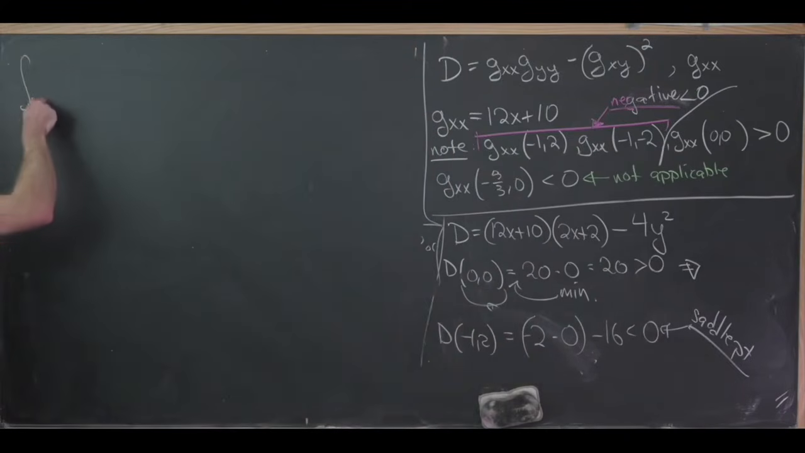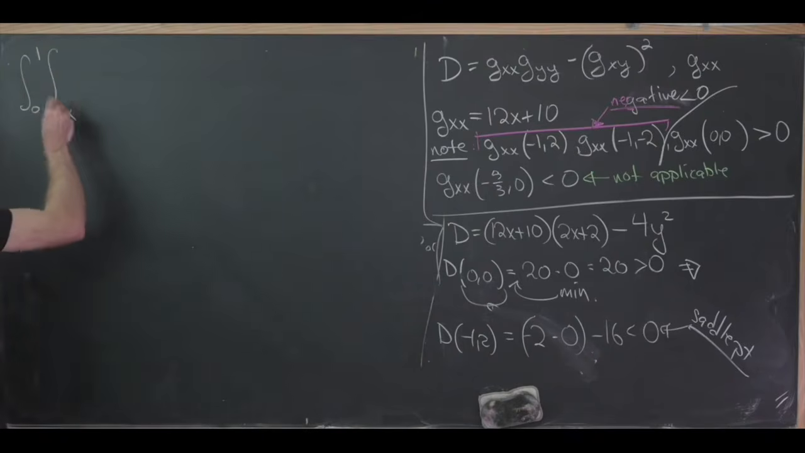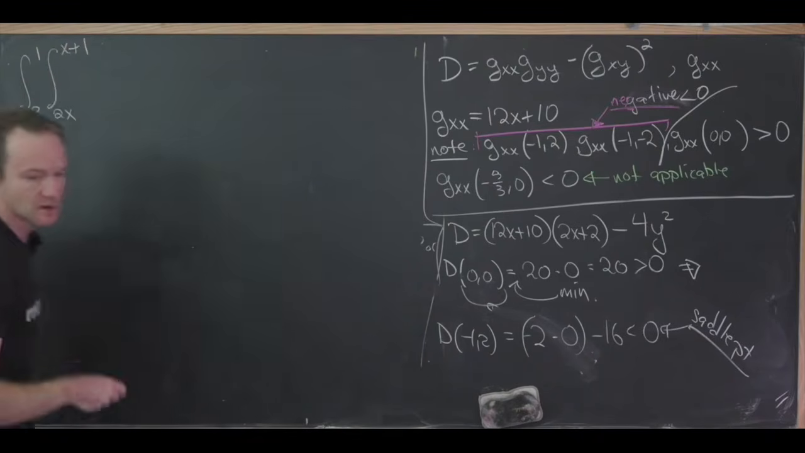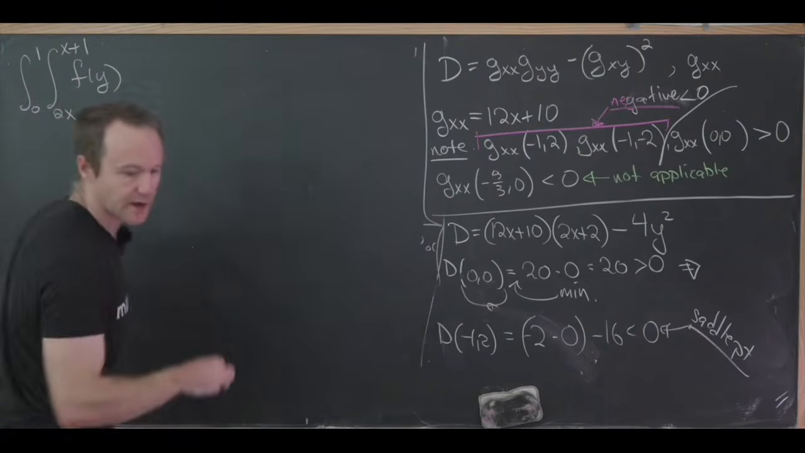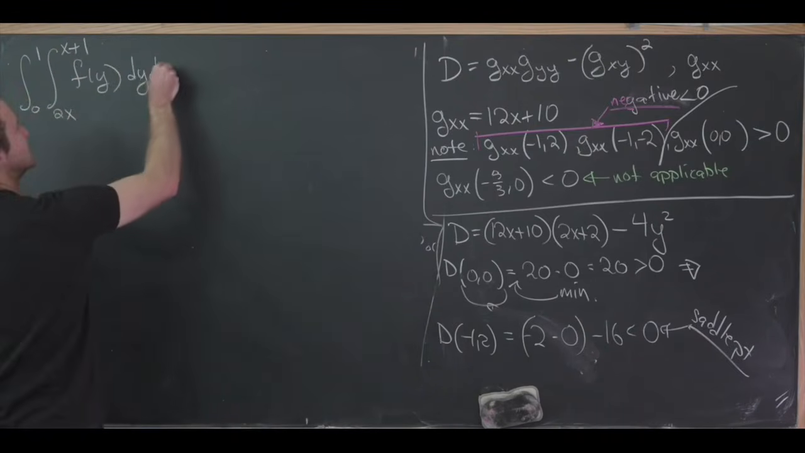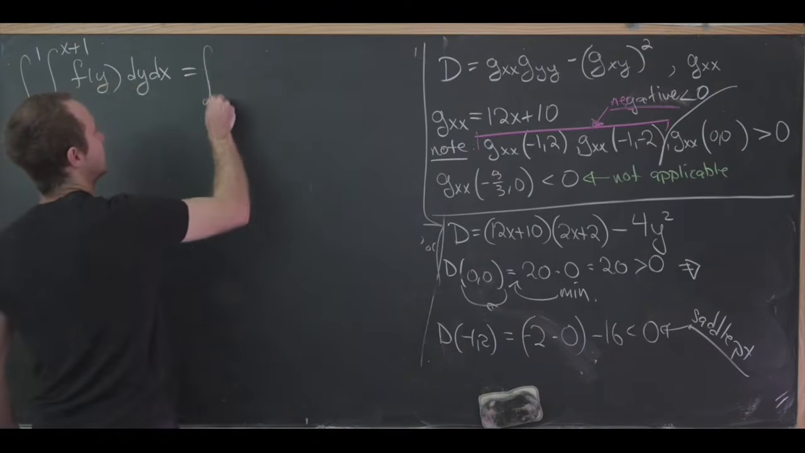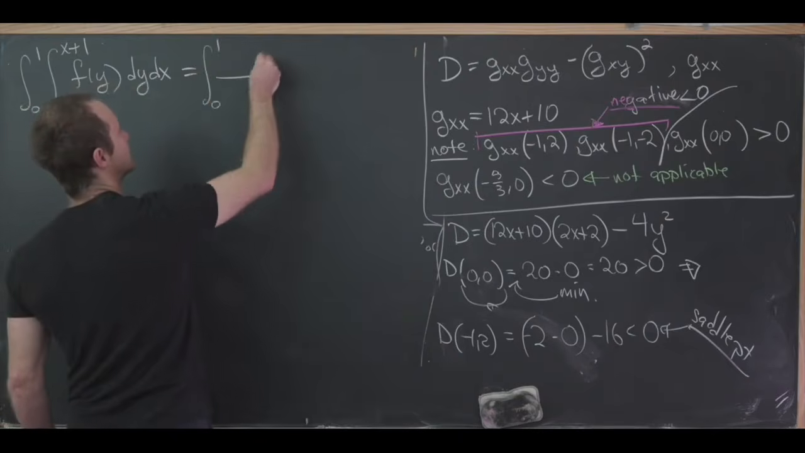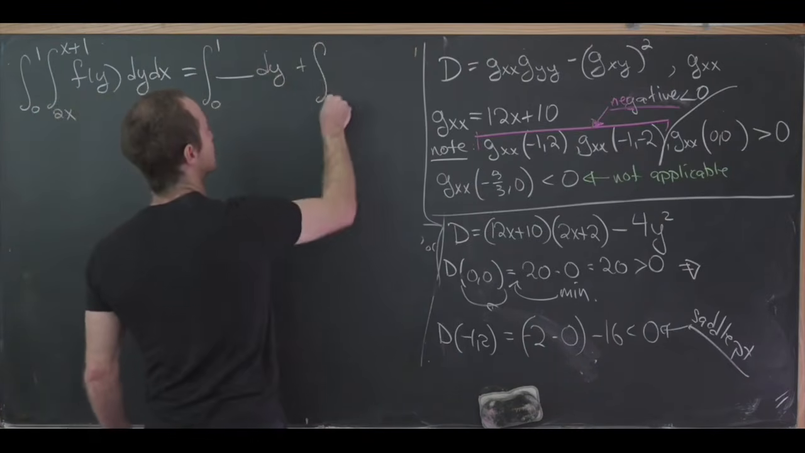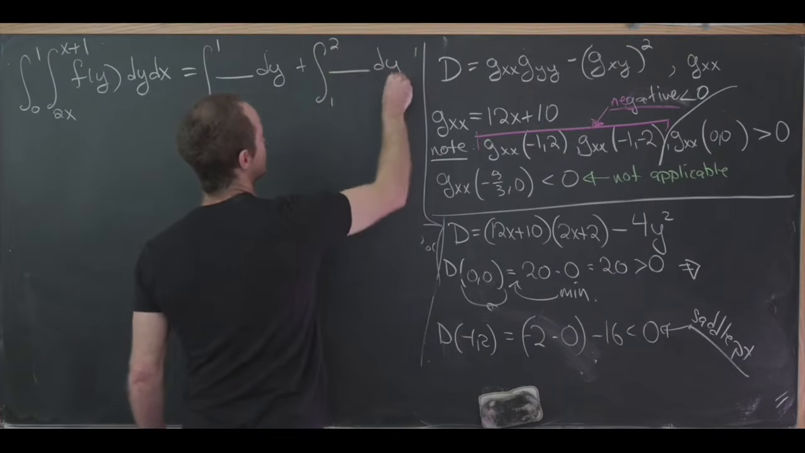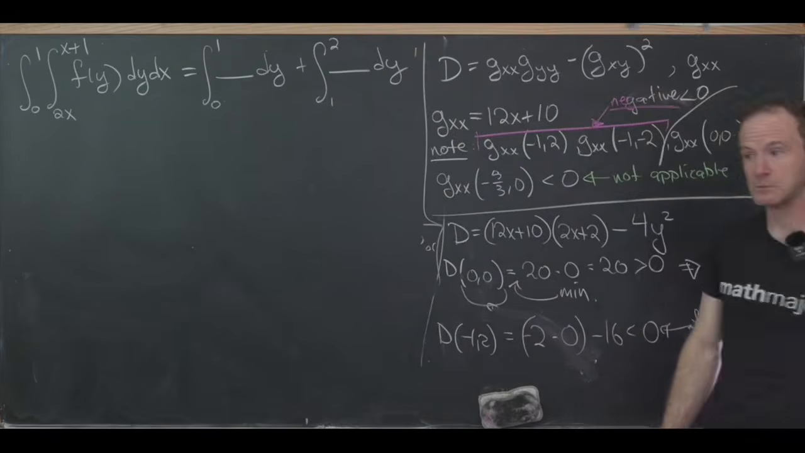So let's say we've got the integral from 0 to 1, then the integral from 2x to x plus 1 of f of y dy dx, and let's say we want to change the order of integration. That will mean we need to go to the integral from 0 to 1 of something dy plus the integral from 1 to 2 of something dy. So we need to figure out what those somethings are.